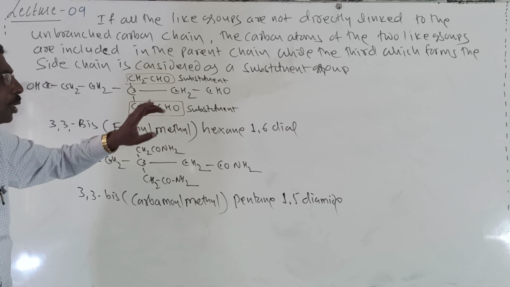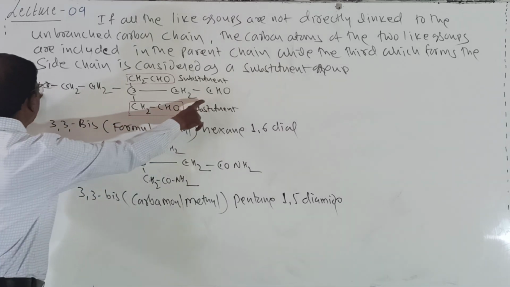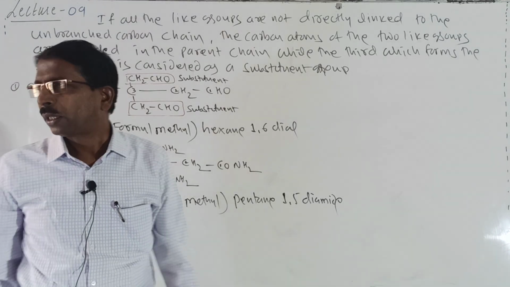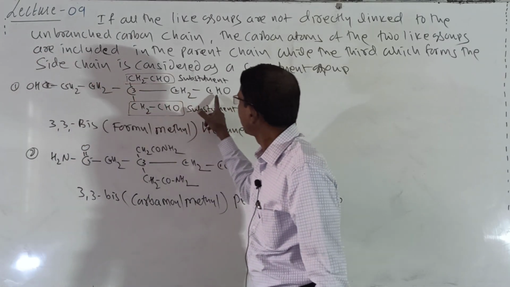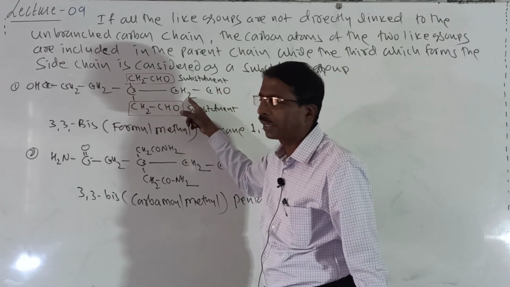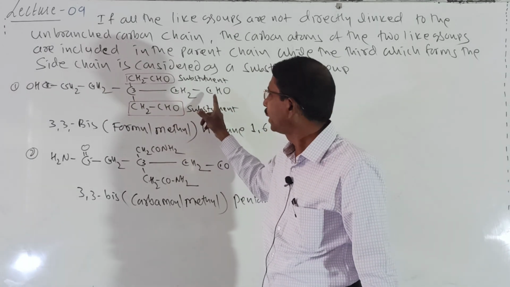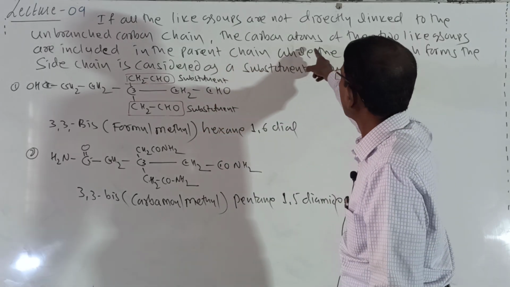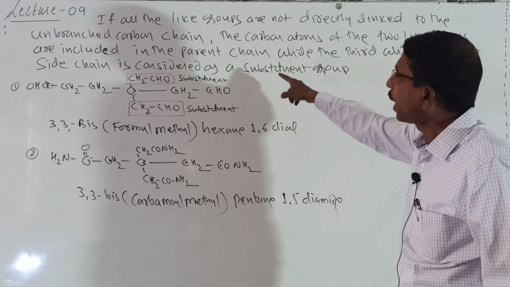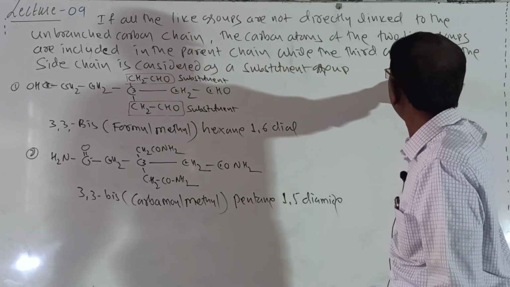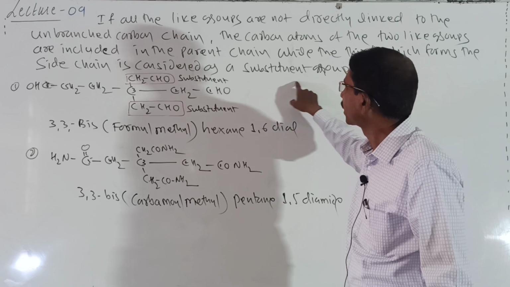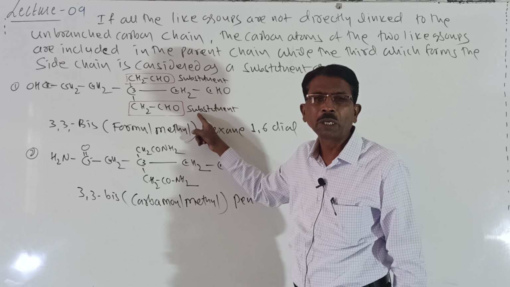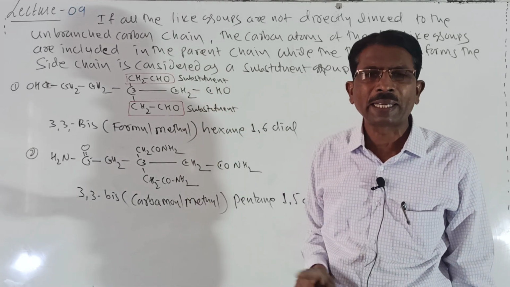The carbon atoms at the two like groups here, this CHO and this CHO, are directly attached to the parent chain or carbon chain, and these are included in the principal chain or carbon chain. So in an unbranched chain, the carbon atoms of the two like groups are included in the parent chain, while the third, which forms a side chain, is considered as a substituent. It is considered as a substituent because these are not directly attached.